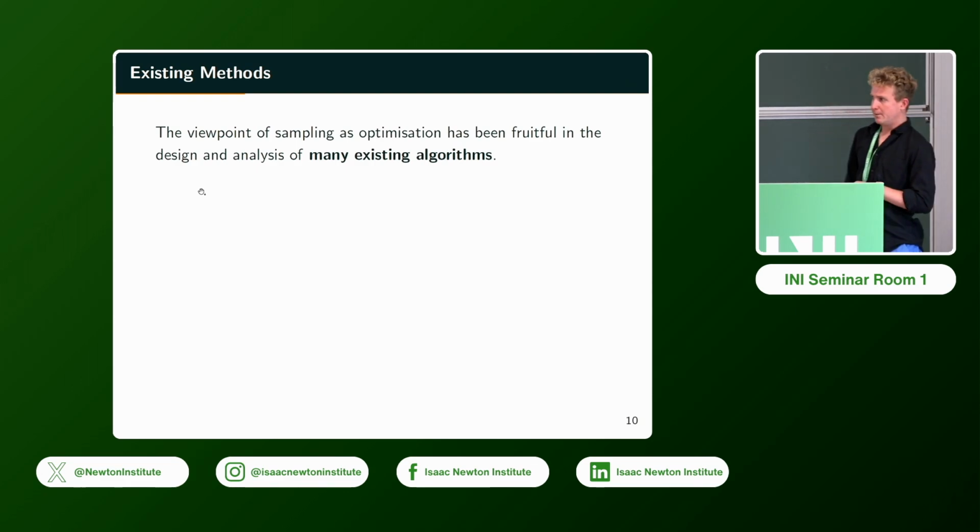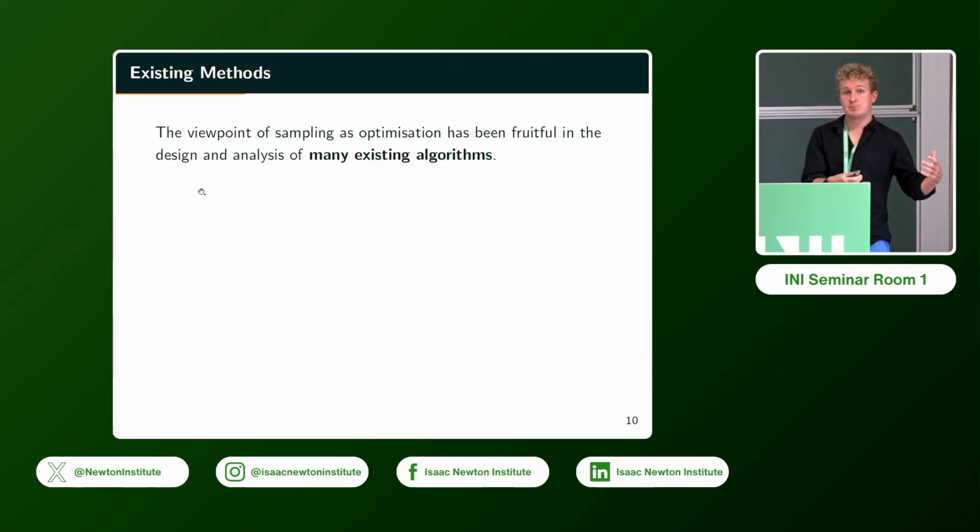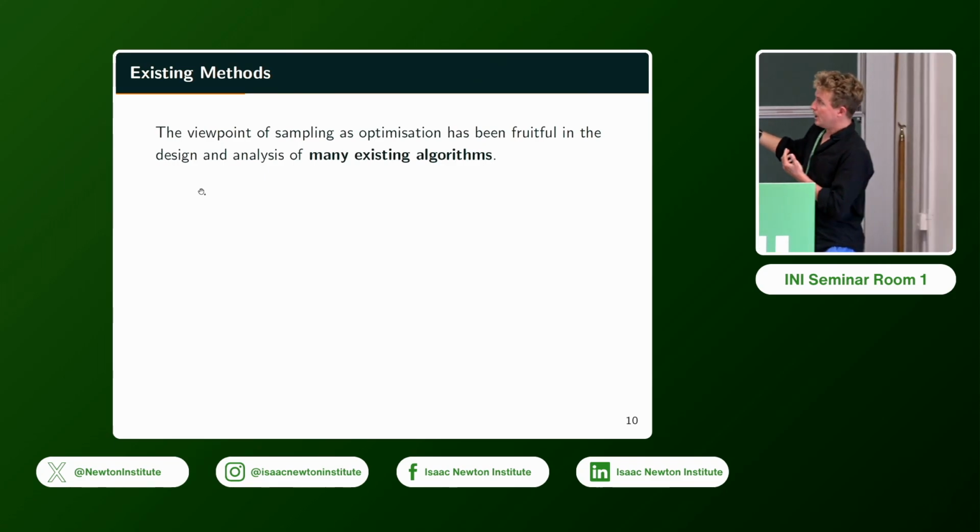Okay, so why is this viewpoint useful? Well, firstly, it means we can view these things through the lens of optimization, and in that sense we can take existing established tools from the optimization literature and try and apply them or adapt them to come up with new sampling algorithms.